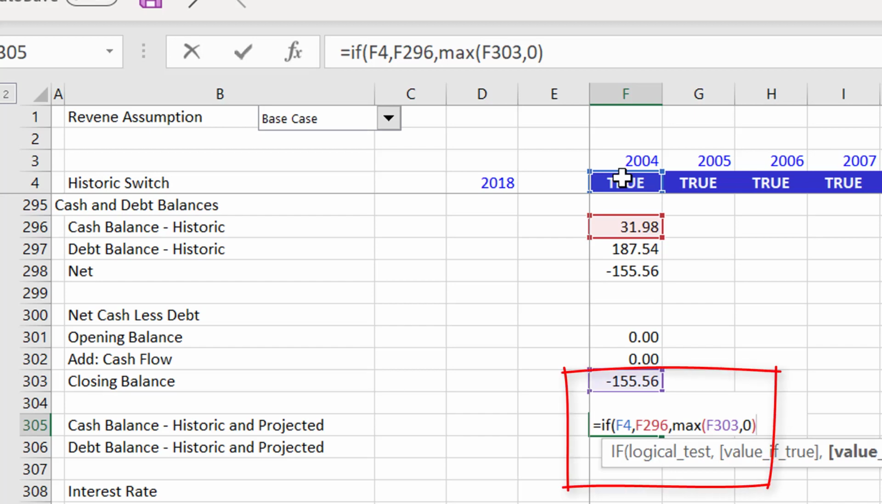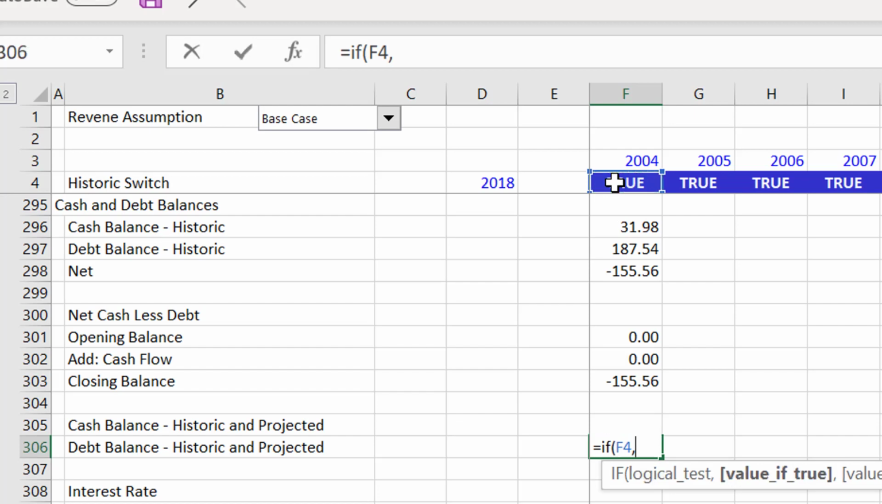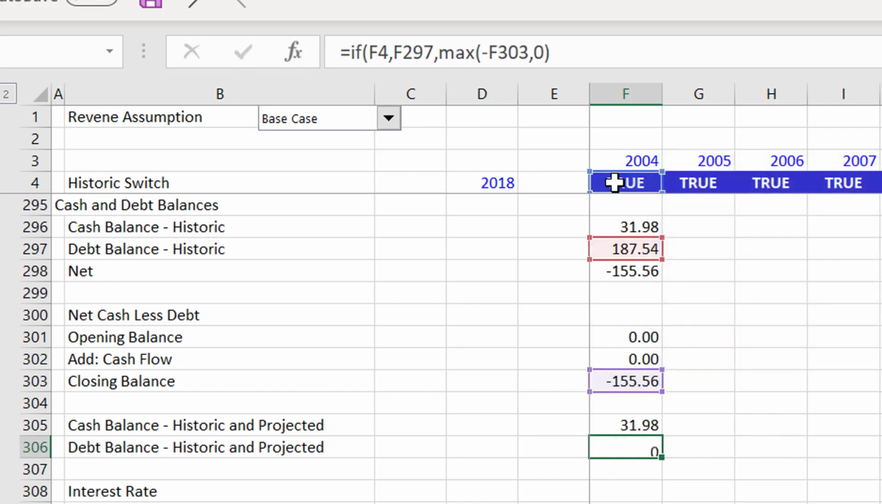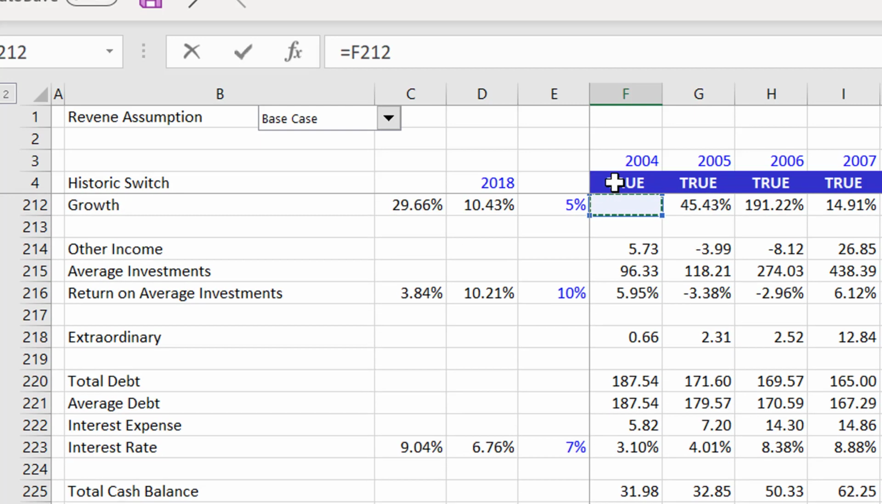And that means as soon as it's the historic period, we're going to split it either into debt or cash. If it's a positive number, we're going to call it all cash. If it's a negative number, so we'll put if the historic period, then we'll take the actual debt balance, and then we'll put a maximum of a minus this or zero. Right now it just gives you the actual debt balance. And then I hope I put an interest rate in here. I think I did.